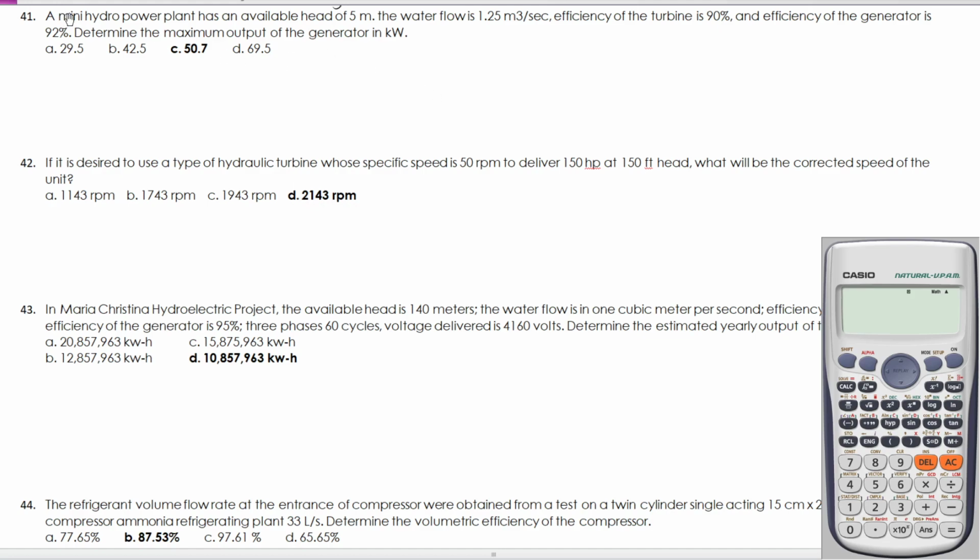So, let me read. A mini hydropower plant has an available head of 5 meters. If the water flow is 1.25 cubic meter per second, efficiency of the turbine is 90% and efficiency of the generator is 92%. Determine the maximum output of the generator in kilowatts. Ayun, so ang hinahanap is the output of the generator, output power of the generator.